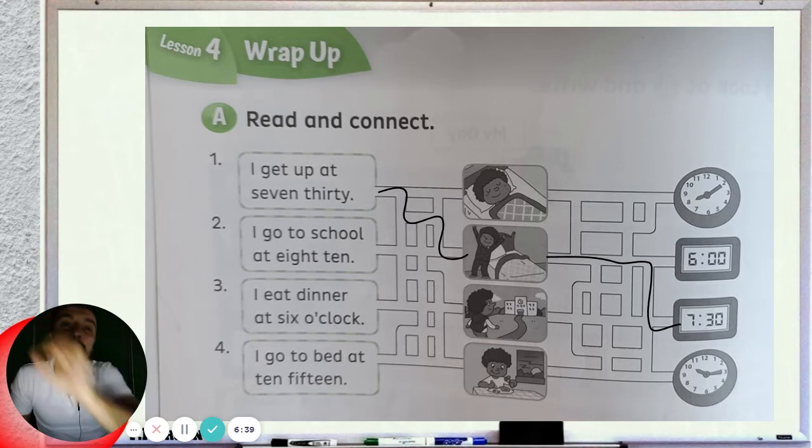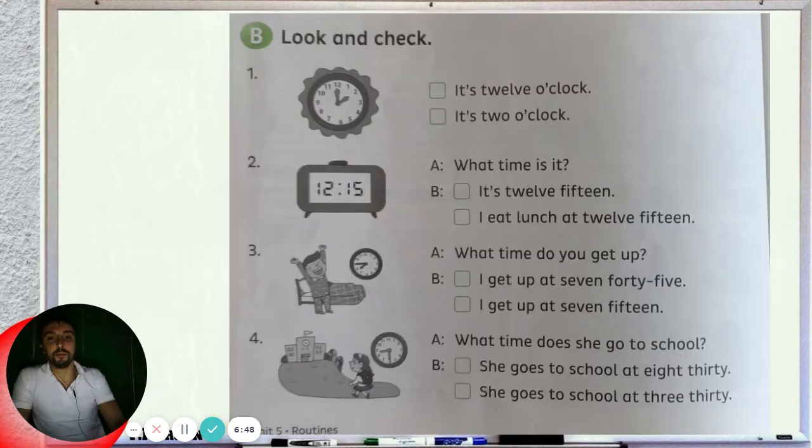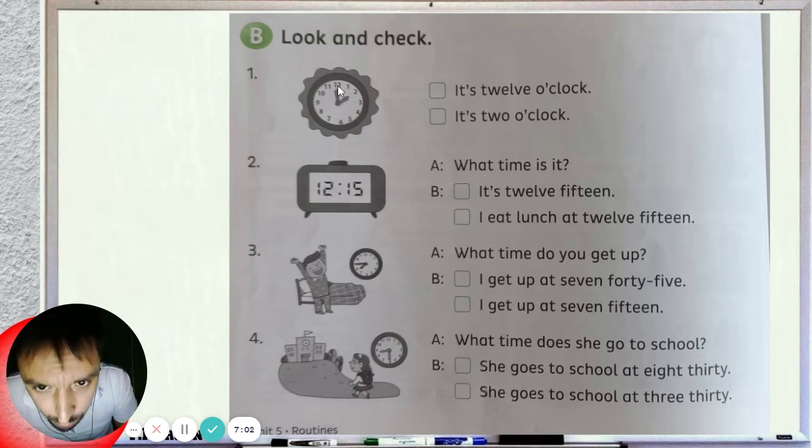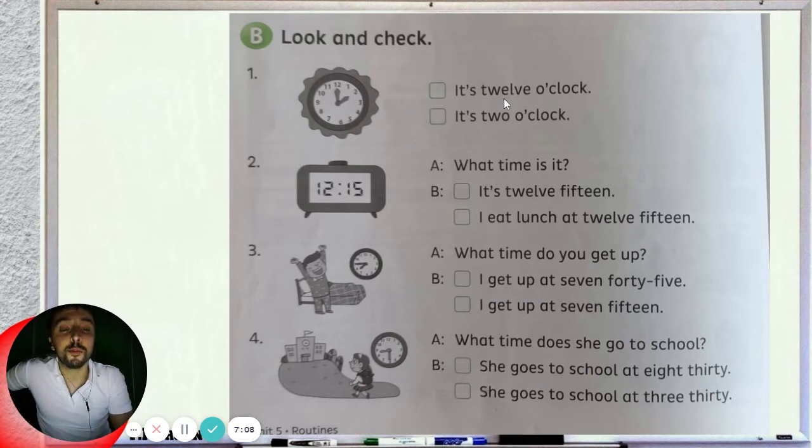Okay, so that's activity A. Draw a line to the verb and then draw a line from the verb to the time. Okay, next one. Look and check. So check just means tick. Okay, so let's look at the clock. Big hand is pointing at 12. Small hand is pointing at 2. So what is the time? Is it 12 o'clock or 2 o'clock? Well, the small hand is pointing at 2. So it's 2 o'clock. So tick the box.